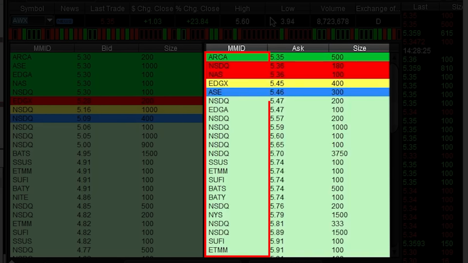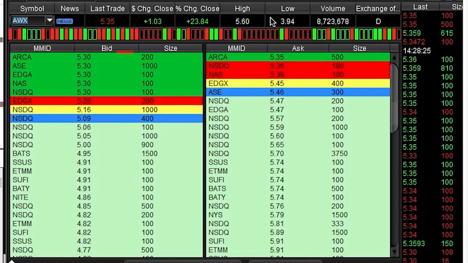These letters that you're seeing are abbreviations for exchanges, so it just shows what exchanges these orders are coming from. Then we have these numbers, which are the sizes of the orders. So for example, this guy wants to buy 200 shares of AWX if the price ever reaches 530. Then there is this person who wants to sell 500 shares if the price ever reaches 535.